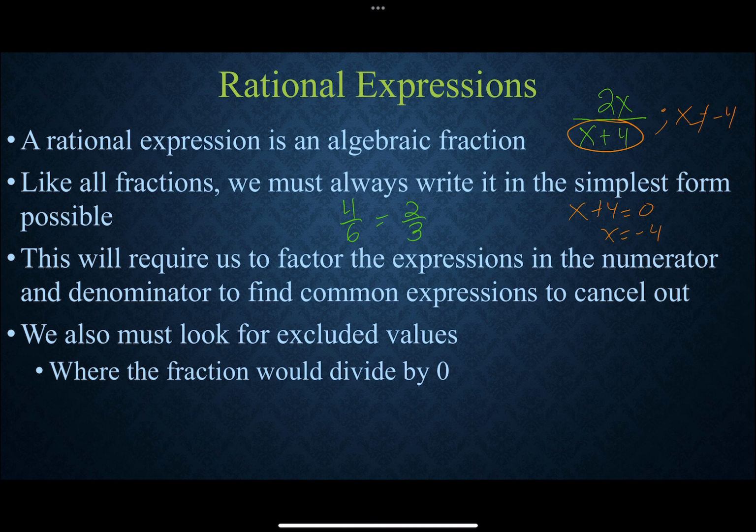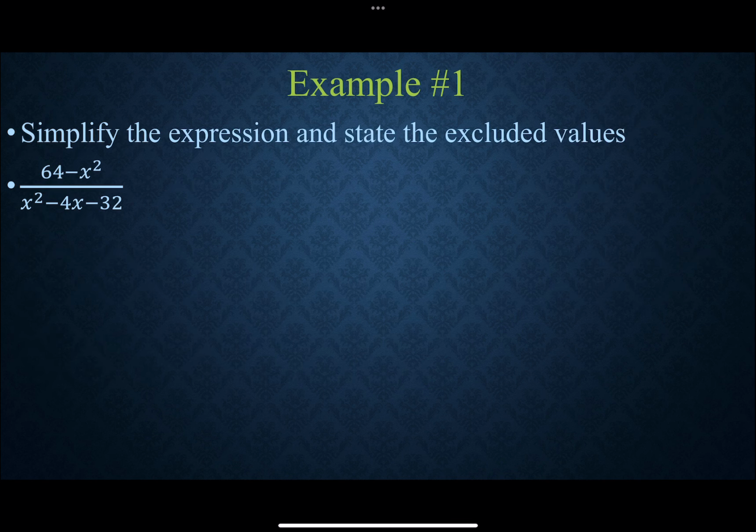So after we're done simplifying, we have to always take a look at what was in the denominator originally before simplifying, as well as the final result. So we have 64 minus x squared over x squared minus 4x minus 32. Simplifying this, we can recognize the top is a difference of two squares. It is 8 minus x and then 8 plus x.